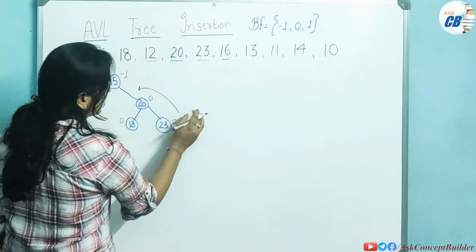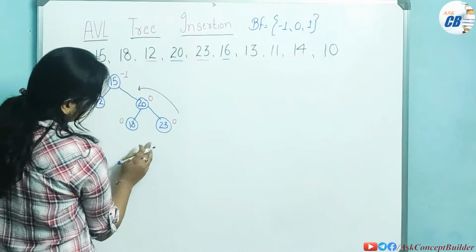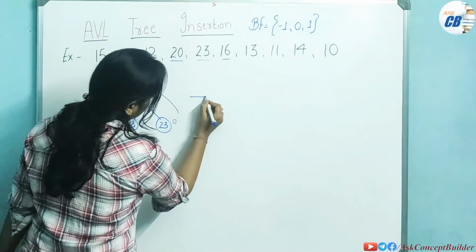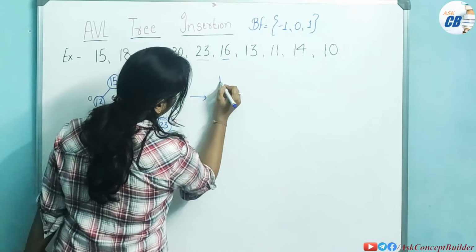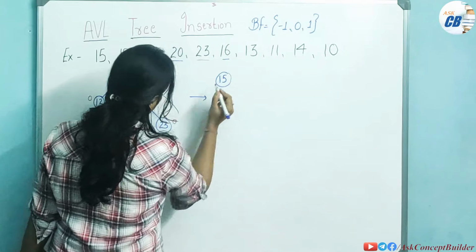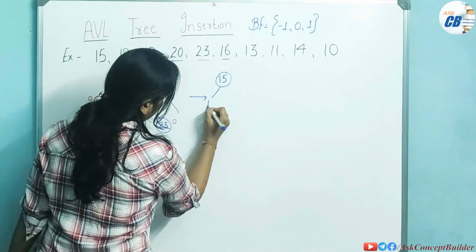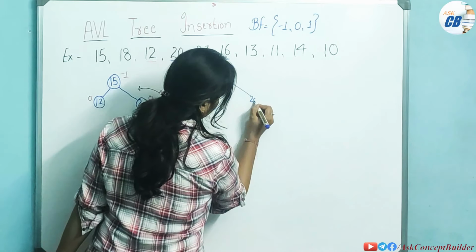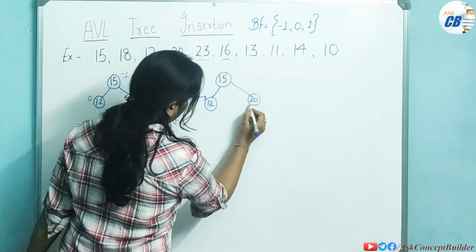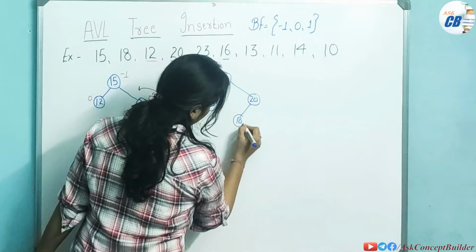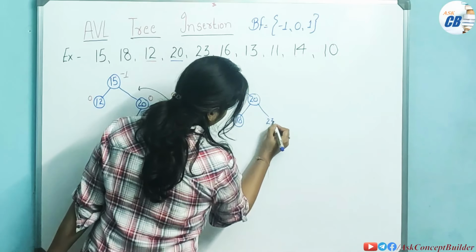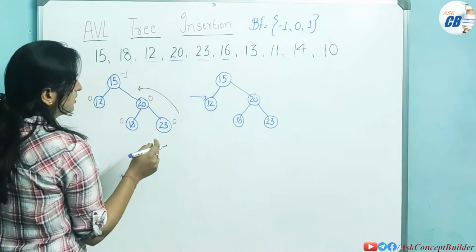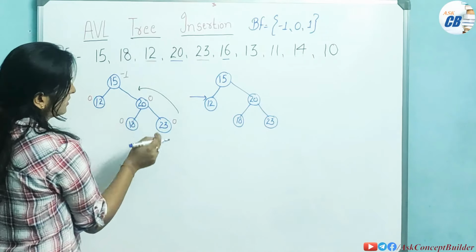Now see, our next node is 16. Where will 16 come? See, this is 15, this is your 12, this is your 20, 18 and your 23. Fine. Now you have to insert 16. Okay, now see where 16 will come.